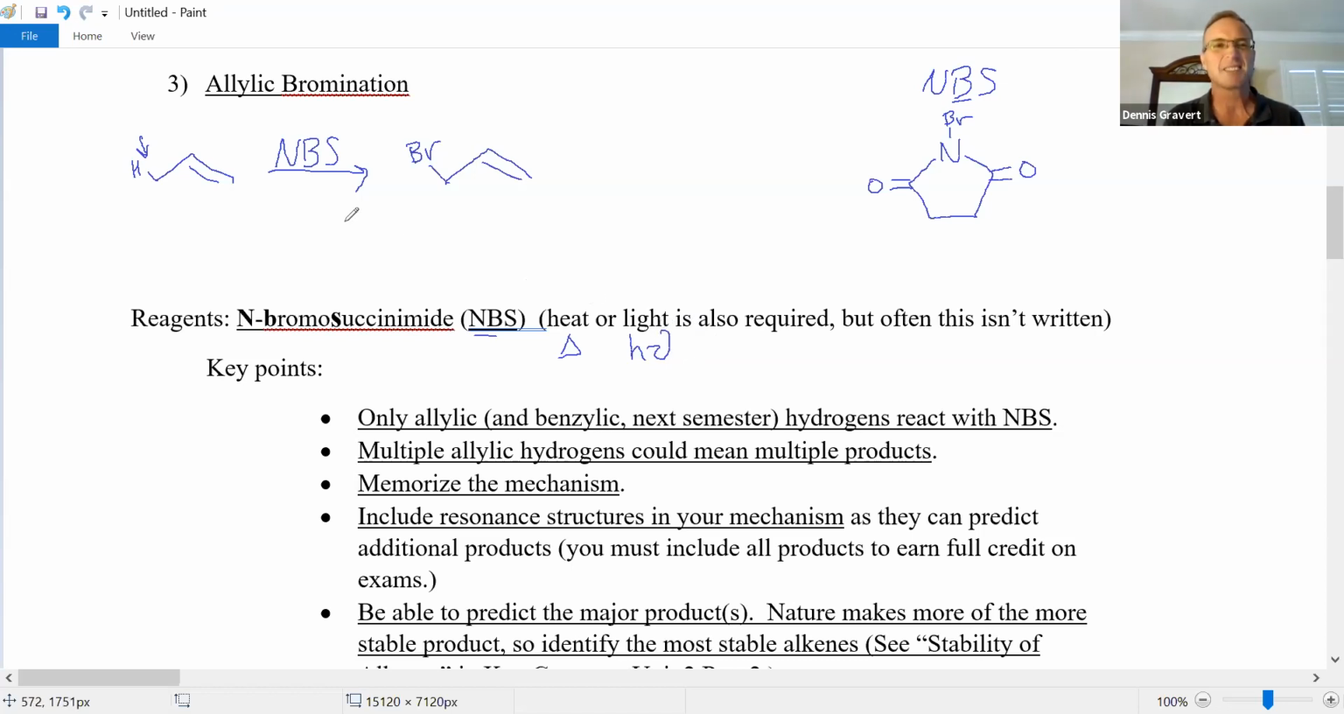And you know what? A lot of times when you use NBS, we don't even put that in there, but they are required, but you don't have to. If you want to put a little heat or light, you can, but often this just isn't written. Okay, before I show you the mechanism, anything else we need to know? Yeah, if you have more than one allylic hydrogen, you could get multiple products. So for example, let's do this.